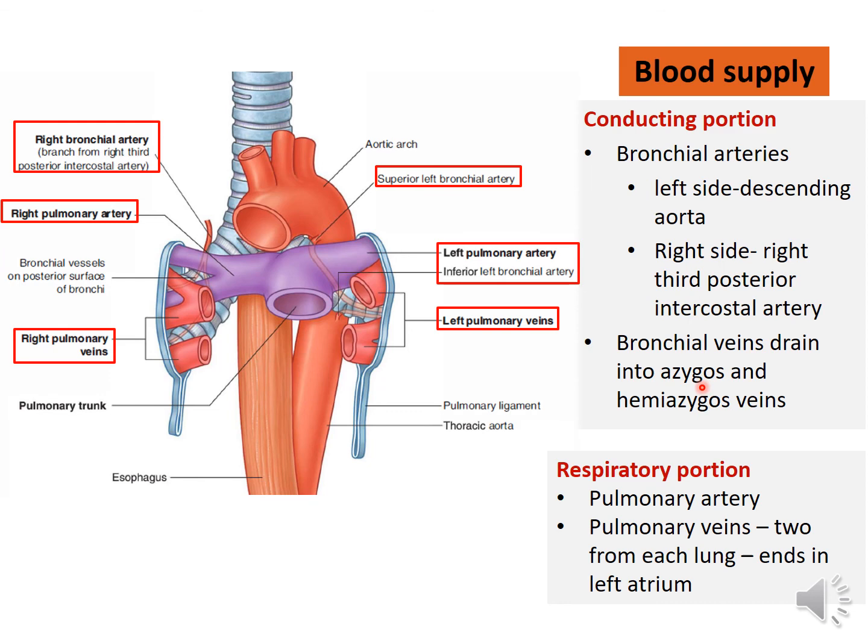The bronchial veins on the right side drain into the azygos vein. On the left side they drain into the hemiazygos veins. As you know, the pulmonary arteries are the branches of the pulmonary trunk, which arises from the right ventricle, whereas the pulmonary veins, there are two on each side of the lung, and finally all four pulmonary veins terminate into the left atrium, particularly in the posterior wall.